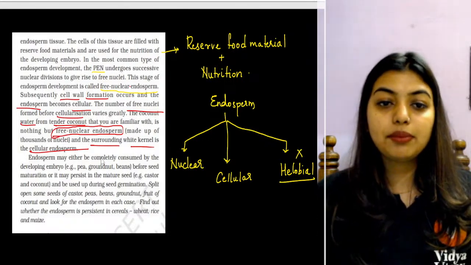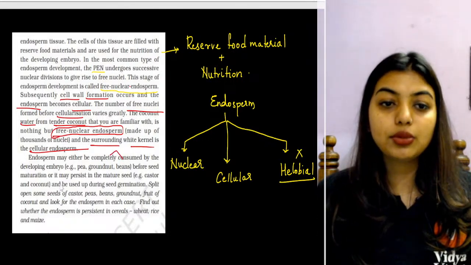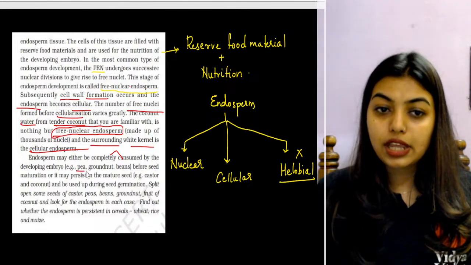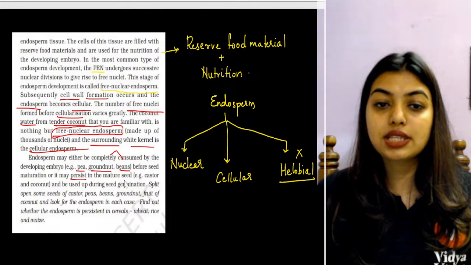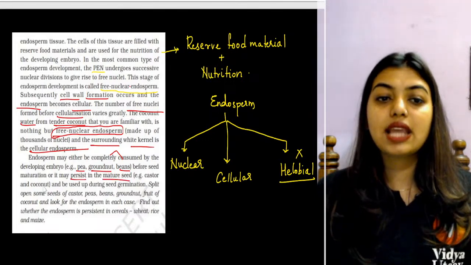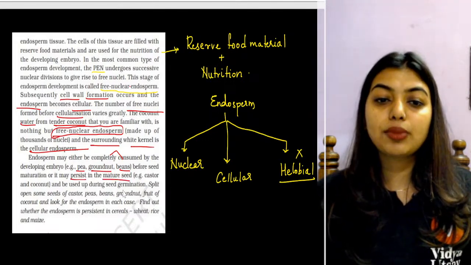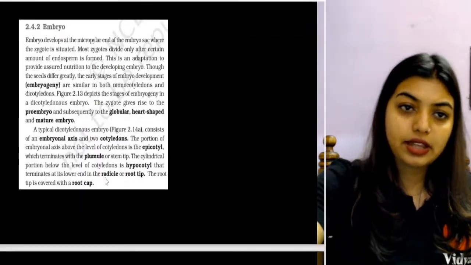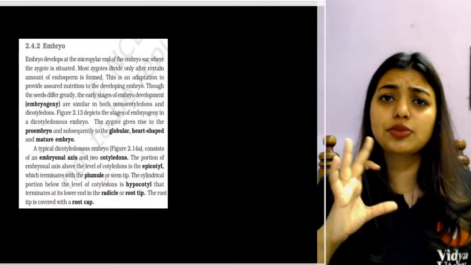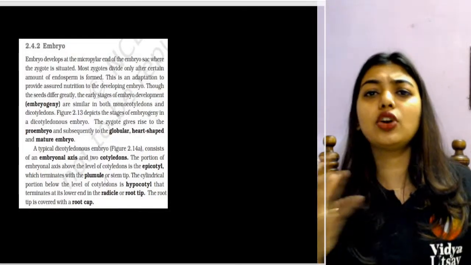Okay, so endosperm may be either completely consumed by the developing embryo, like in pea, groundnut and beans, before seed maturation, or it may be persistent in the mature seed, like castor and coconut, and it is used during seed germination. So here they are trying to say it can be endospermic, where the entire endosperm is consumed, ex-albuminous or albuminous seed.